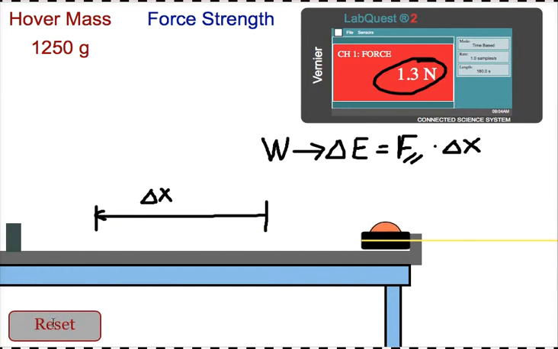So as you saw, the object, once it started to move, had energy, and the energy it had at any specific moment can be found from this work equation, force times delta x.